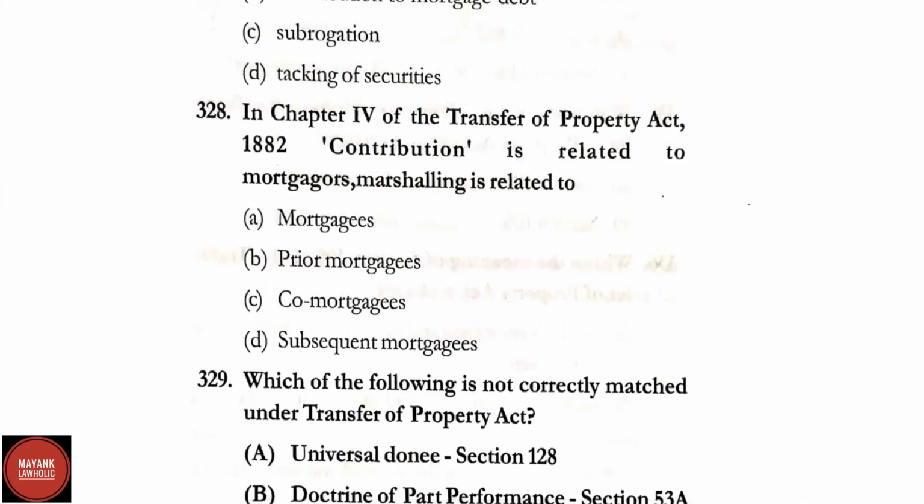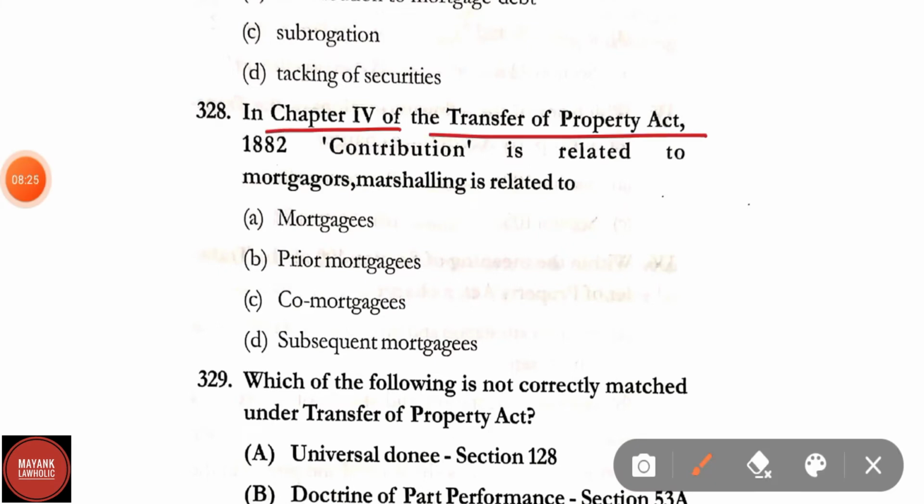Question number 328. In chapter 4 of TPA, contribution is related to mortgagors, marshalling is related to option A, mortgagees, option B, prior mortgagees, option C, co-mortgagees, and option D, subsequent mortgagees. Here correct answer is option D, that is subsequent mortgagees.